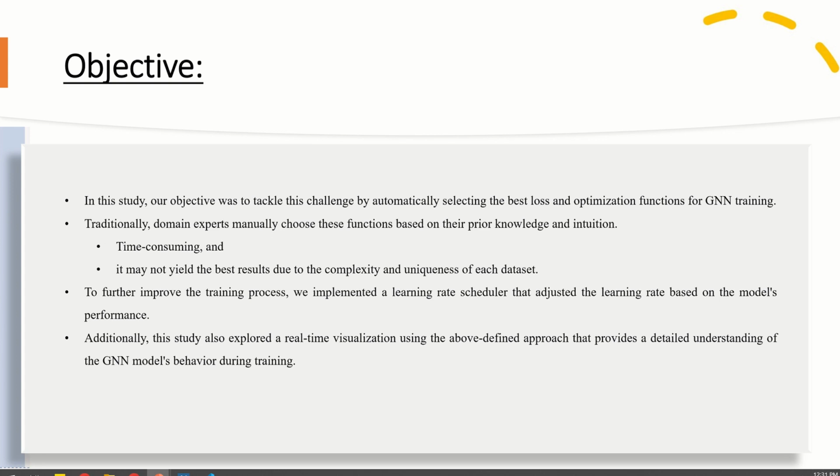and it may not yield the best result due to the complexity and the uniqueness of each dataset. So that's one motivation behind this study, which motivated us to think in a way that the manual selection of these functions will be reduced or minimized as much as possible. For this purpose, we study the graph neural network training procedure using automatic selection of the best loss and optimizer function using the best performance metrics. Later on, we will see how the algorithm works using the best performance metrics.